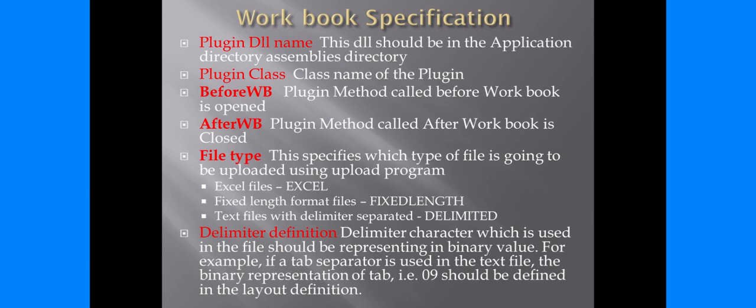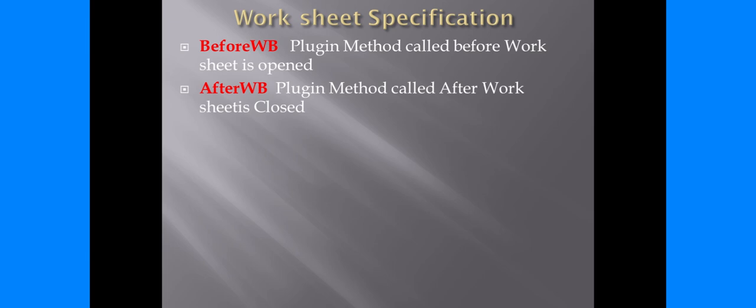Excel files, Excel. Fixed length format files, fixed length. Text files with delimiter separated, delimited. Delimiter definition. Delimiter character, which is used in the file, should be represented in binary value. For example, if a tab separator is used in the text file, the binary representation of tab, i.e. 09 should be defined in the layout definition. Before WS plugin method called before worksheet is opened. After WS plugin method called after worksheet is closed.